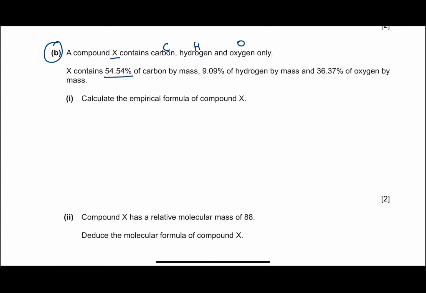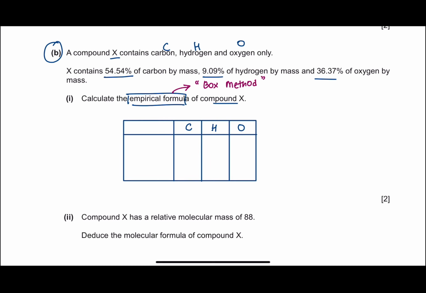X contains 54.54% of carbon by mass, 9.09% of hydrogen by mass, and 36.37% of oxygen by mass. Calculate the empirical formula of this compound. Now when it comes to empirical formula, you need to use a method called box method.